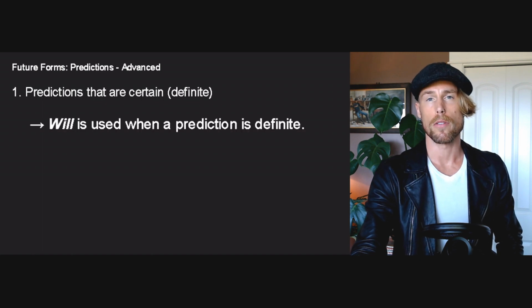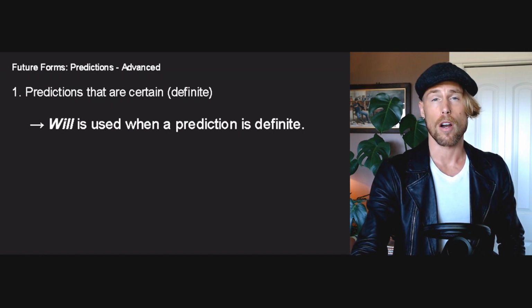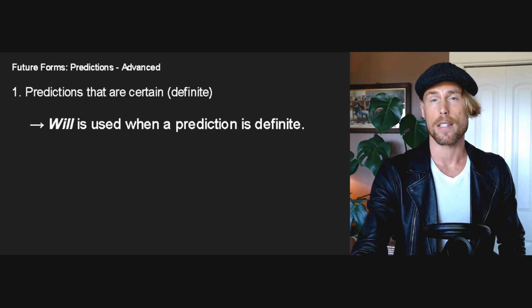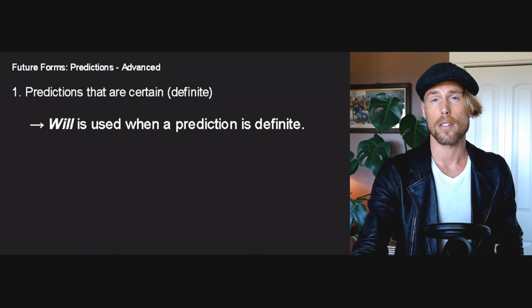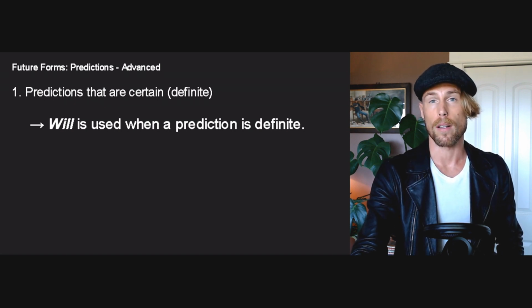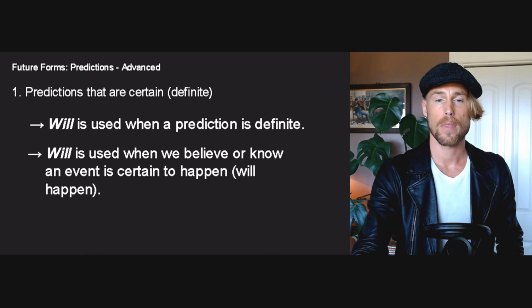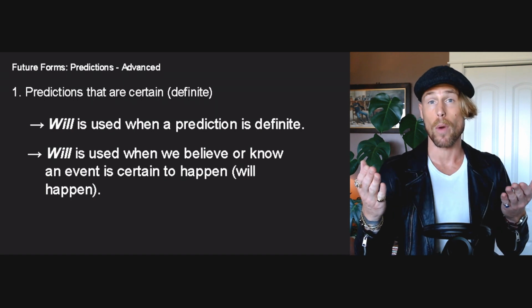Most commonly, we use will to talk about definite predictions. This is, by and large, the most common way to make predictions. However, it is a little bit boring, and as an advanced student, you should learn other expressions and other ways to say the same thing or similar things, so that you are not only repeating the word will all the time. So will is used to make a prediction that is definite, and will is used when we believe or know an event is certain to happen. It will happen.